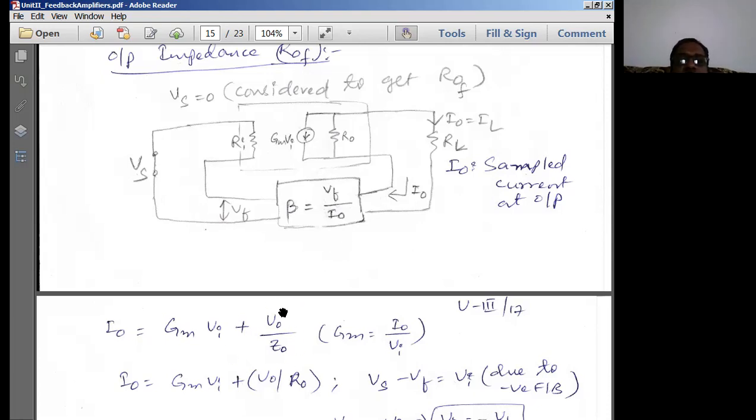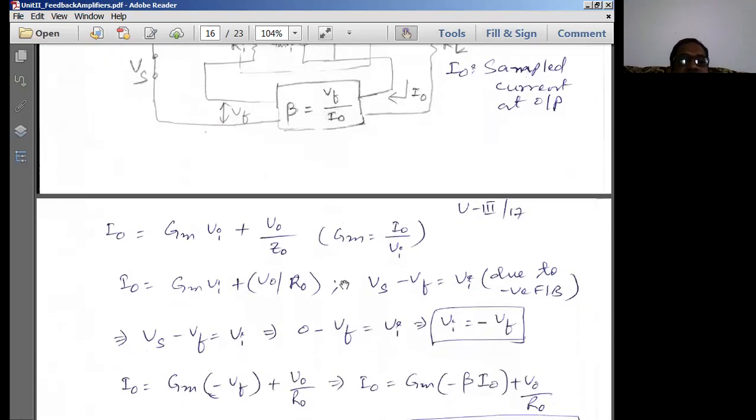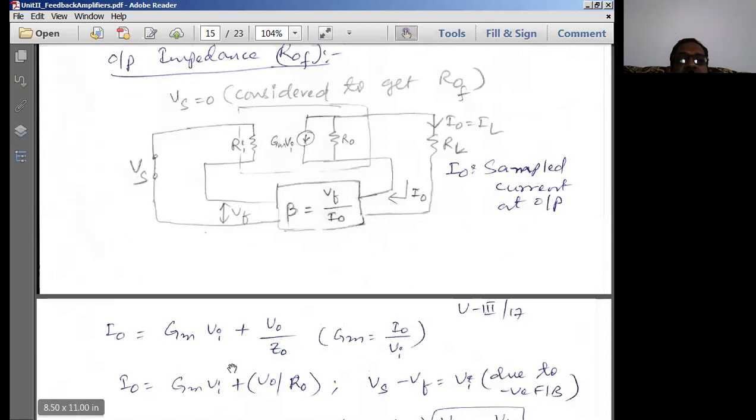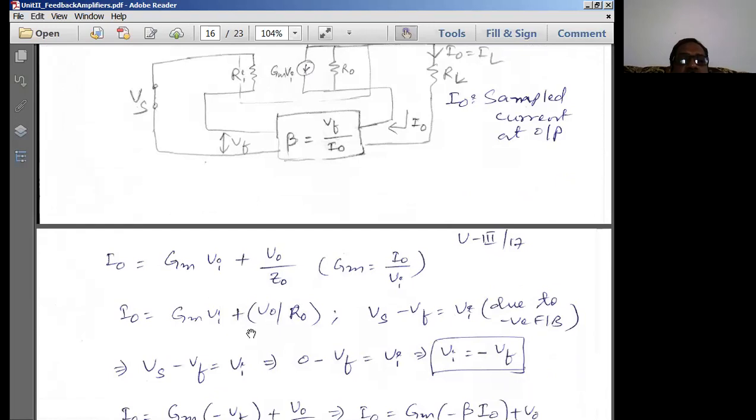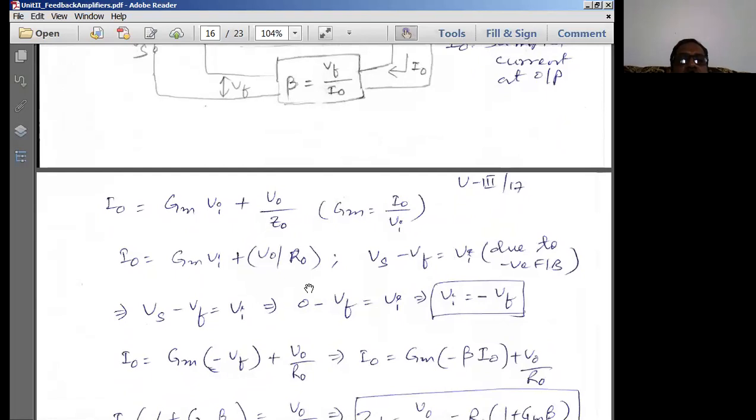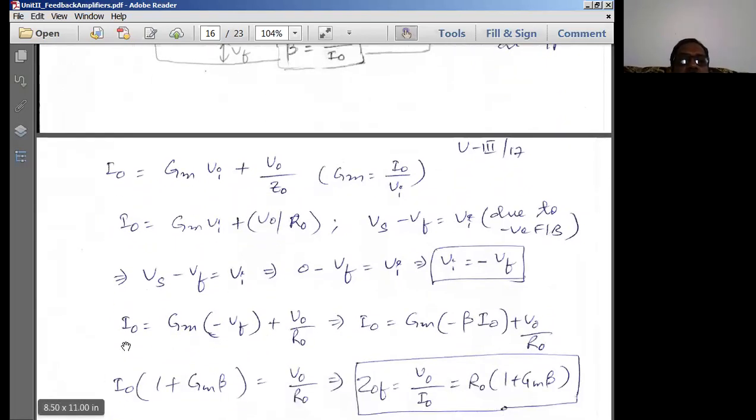What is V naught by Z naught? It is the current flowing through the load resistance. So I can simply write Kirchhoff's current law at the output terminals like this. I naught is equal to Gm Vi plus V naught by Z naught, which I can replace by R naught. What about Vi for output impedance? Vi is equal to Vs minus Vf. With negative feedback, Vs becomes equal to 0. So I can write Vi is equal to minus Vf.